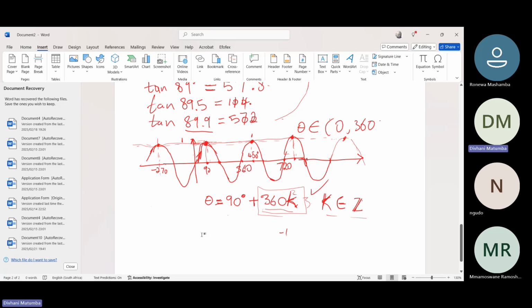So when you are dealing with the general solutions, you have to add 360K. If you are dealing with the sines, you add 360K, where K is the element of all integers. Are we all in the same page?